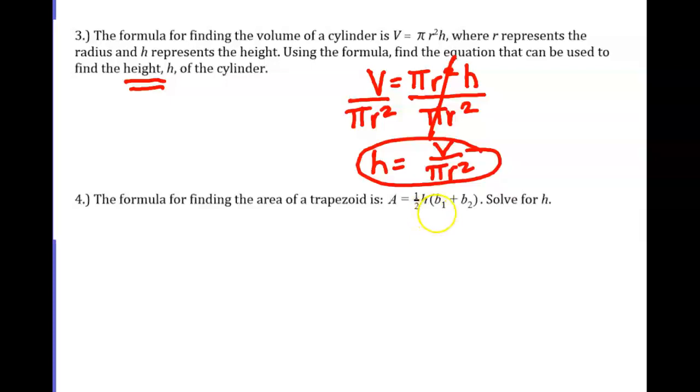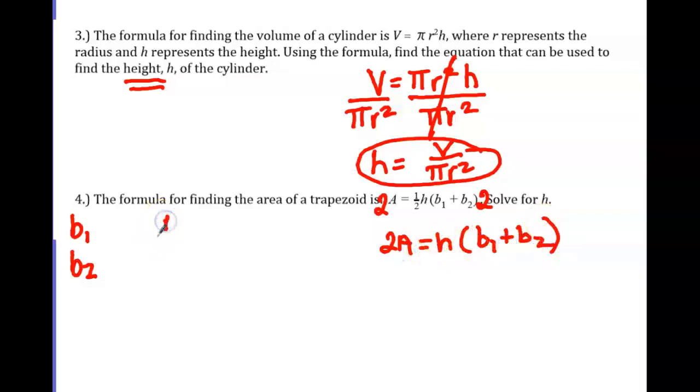Now be careful, with the trapezoid, B1 and B2 are separate variables. B1 is a variable, base 1, and B2 is a separate variable, base 2. It's not an exponent, it's a subscript, it means it's a separate variable. So if we're solving for h, we start by getting rid of the fraction 1/2 and multiply both sides by 2. So we end up with 2A equals h times B1 plus B2. We're multiplying by 2 because 1/2 times 2 gives 2 over 2, which is 1. That's how we cancel out the 1/2 and the 2.